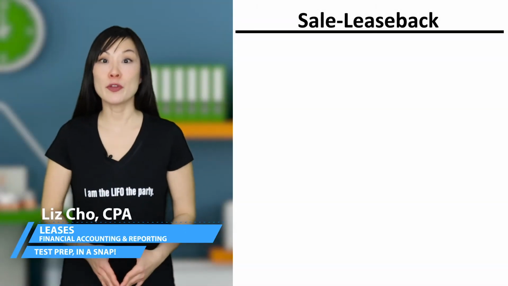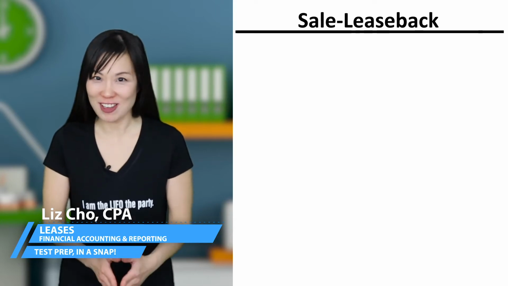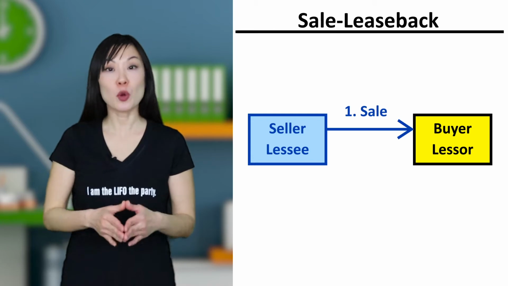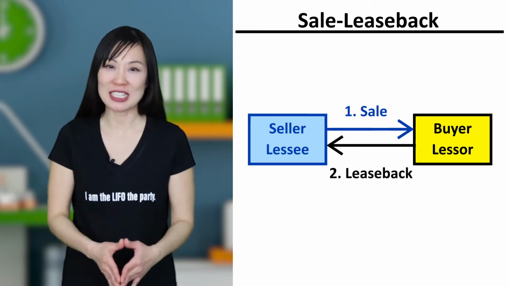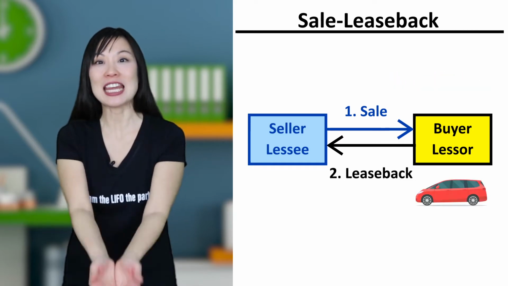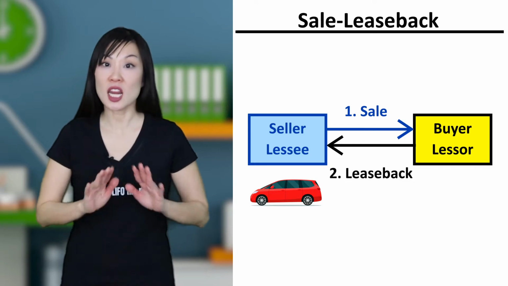In this video, we'll review sale leasebacks. It sounds complicated, but it's really not. Just treat it like two separate transactions. First, record the sale, and second, record the lease. First, the seller sells an asset to the buyer and then leases it back from the buyer. Note, generally, the leased asset never moves.